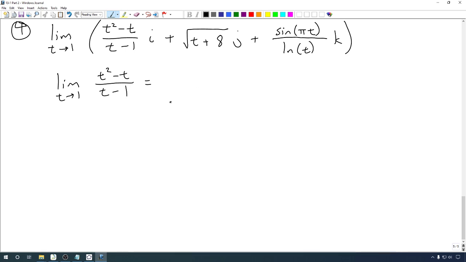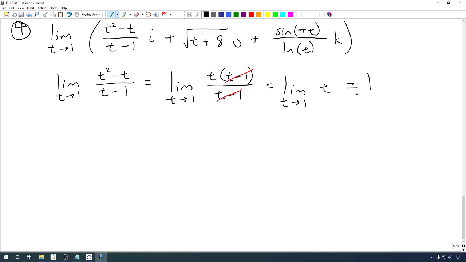But I can go ahead and just factor things. So I can factor the top as t times t minus 1. We can then cancel the t minus 1's. So we're just taking the limit as t goes to 1 of t, which of course is 1. Just a normal limit from Calc 1.